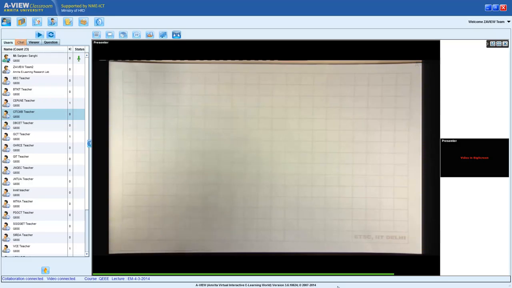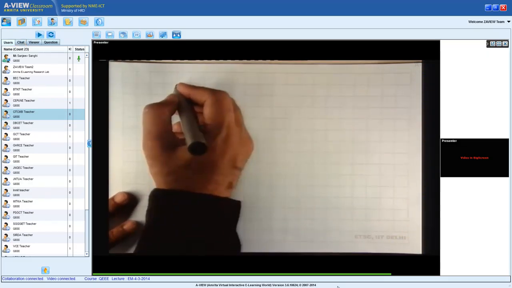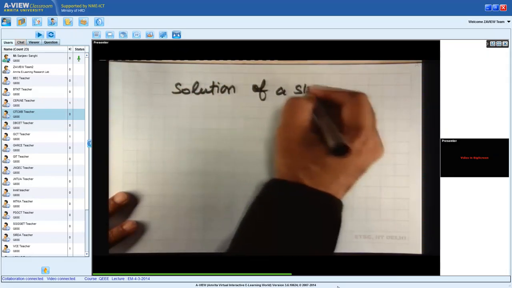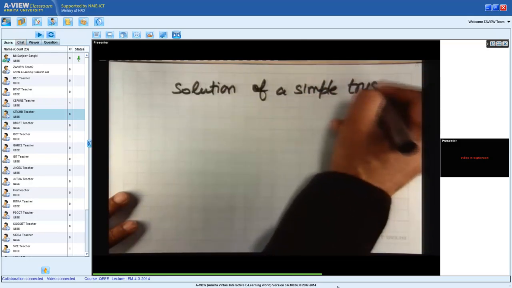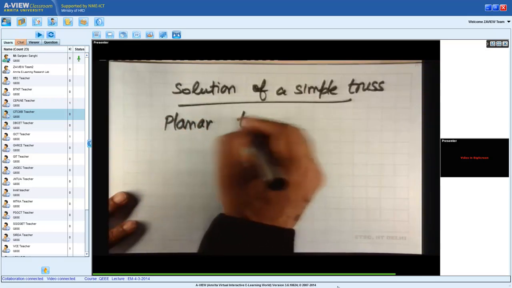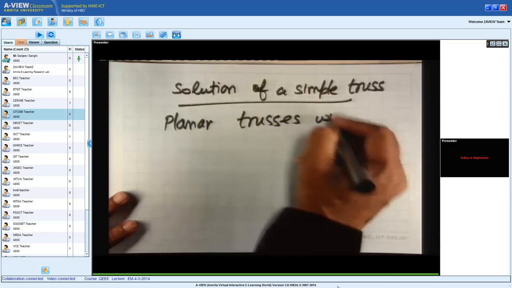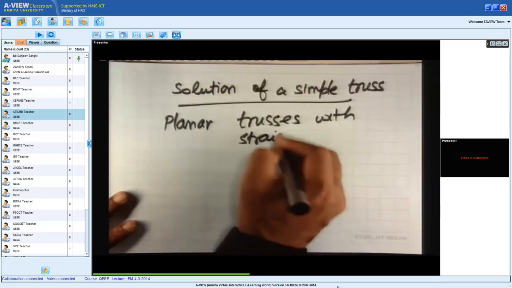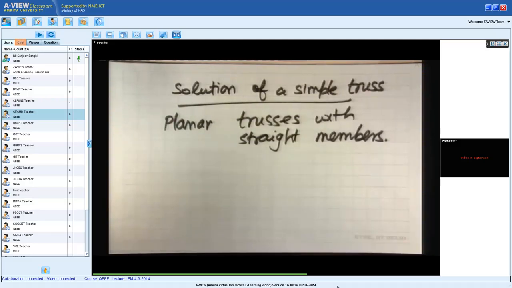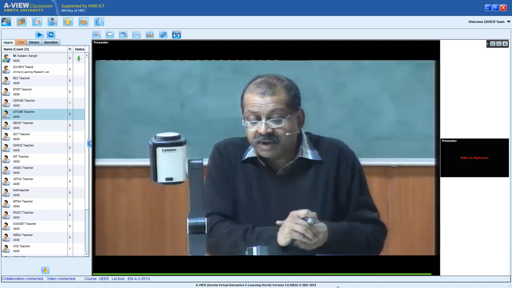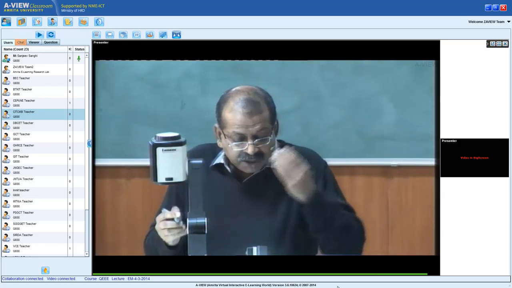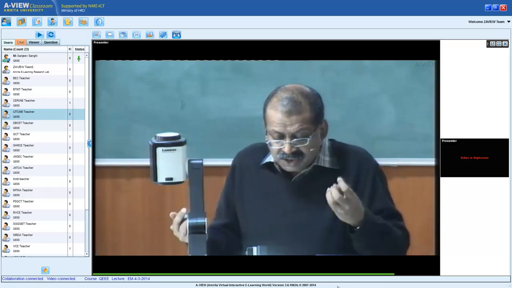But then in types of problems, let us start with the solution of a simple truss. As far as the solution part goes, we'll only be considering planar trusses with straight members. I have given you what happens when we have a spatial truss or curved members, but the problems we will be focusing on will be just this. Let me illustrate this with a very simple example.